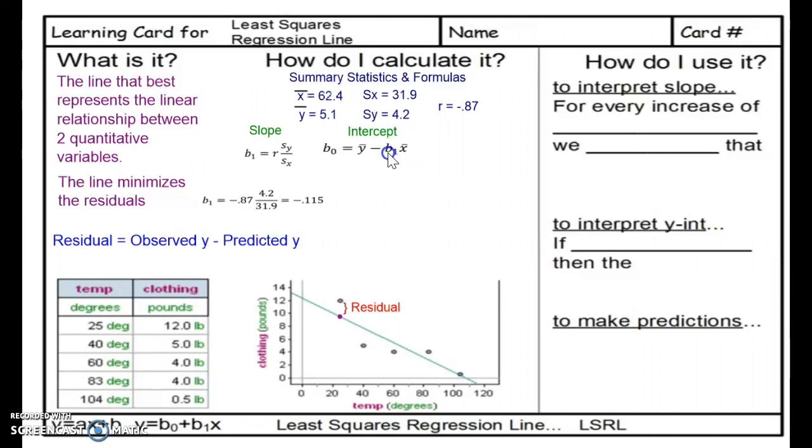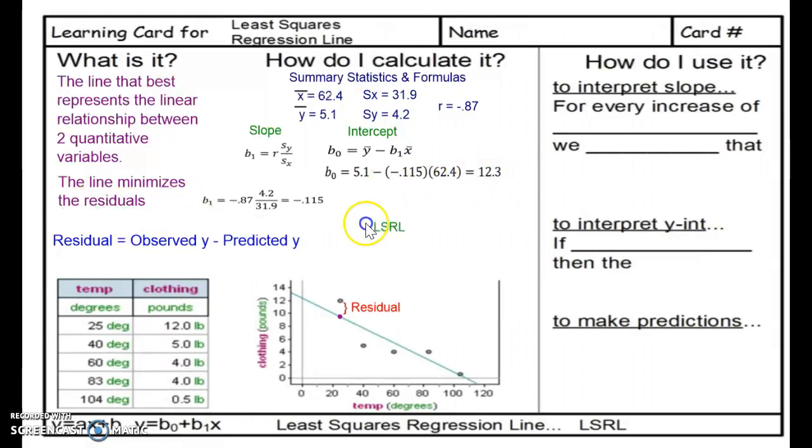And the formula to find your y-intercept is right here. B sub 0 equals y bar, so the mean of your y's, in this case the mean of the clothing, minus the slope times the mean of your x's, which in this case is the mean temperature. So I went ahead and did the math, and I end up getting this. So when we plug everything in, y bar was 5.1 minus the slope times x bar, which is the mean temperature, 62.4, and I get 12.3 as the intercept.